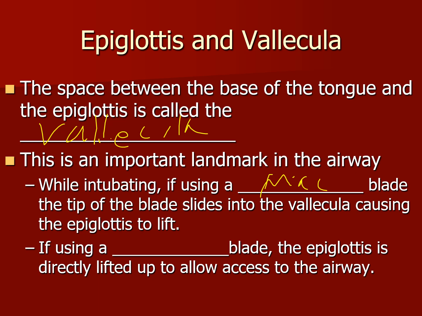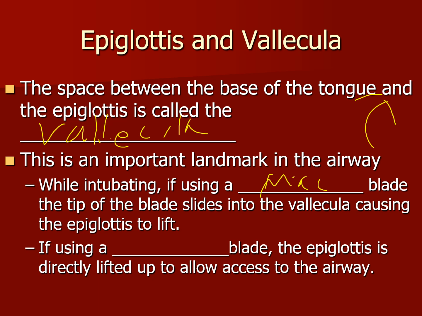But that Mac blade goes into that area between the base of the tongue and the epiglottis, and we just shorten that ligament, and that ligament will move the epiglottis up and out of the way so we can insert that ET tube. Another way of getting past the epiglottis is to directly displace it, or move it out of the way.